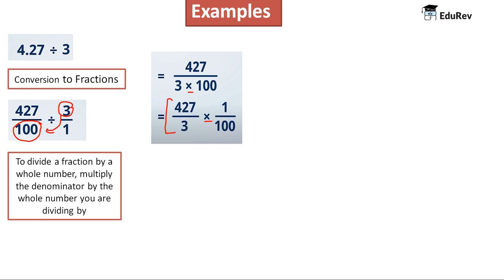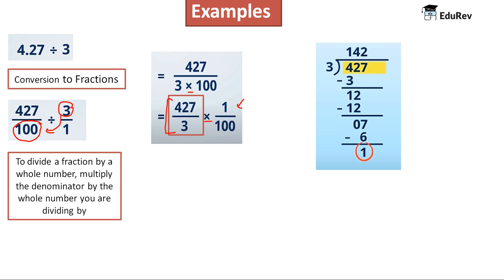Now we need to carry out this division, 427 by 3. And we have separated this 100 and converted it to 1 by 100 form because dividing any number by 100 is easy. We simply put a decimal point. So dividing 427 by 3. Now, 427 divided by 3. 3 into 1 is 3.